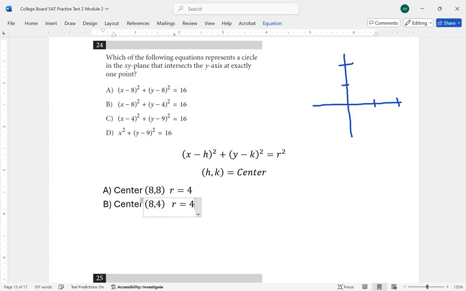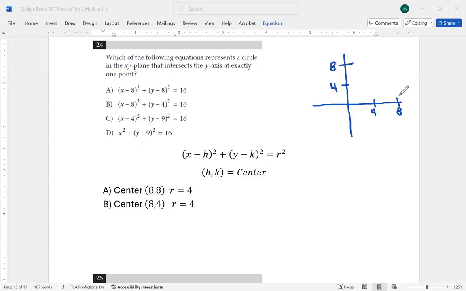With radius of 4. Okay. When I think about that, up here at 8, 4, I'm thinking of each tick mark as a measurement of size 4.